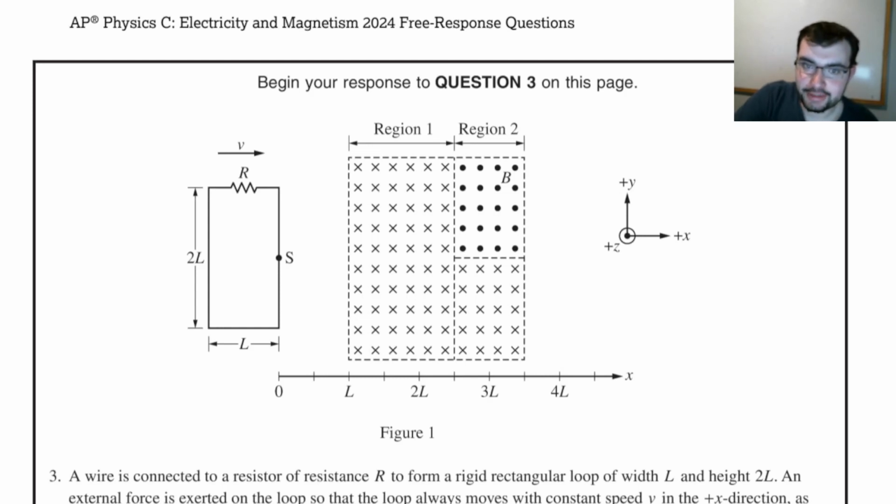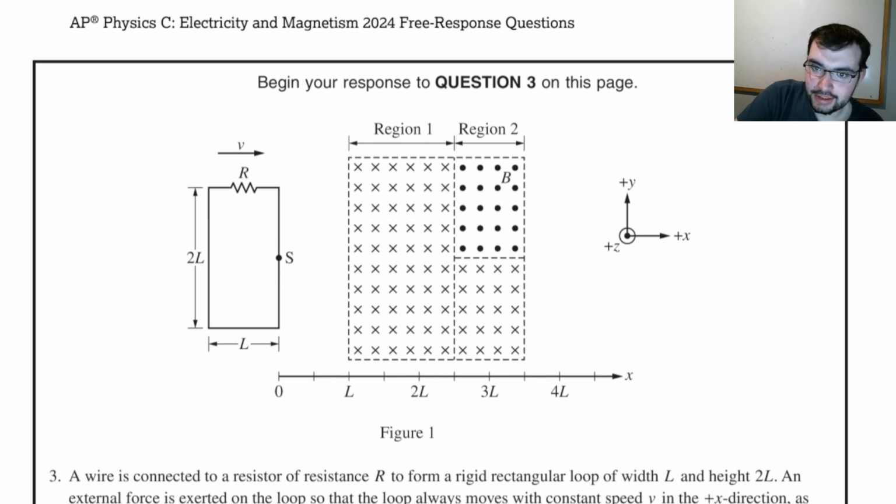Okay, and to finish, now we have this motional EMF thing happening. It looks like there's quite a lot going on with this, which seems to be the theme this year. So, this is a typical problem type, but there's a couple spins on it. So, we got some conducting loop that's basically flying into a B field.